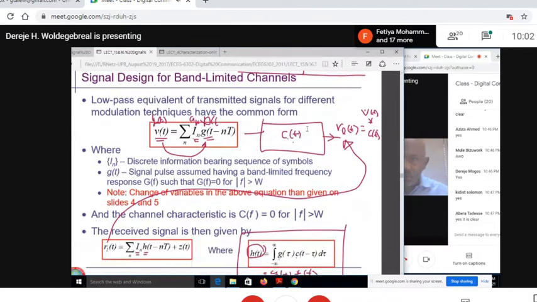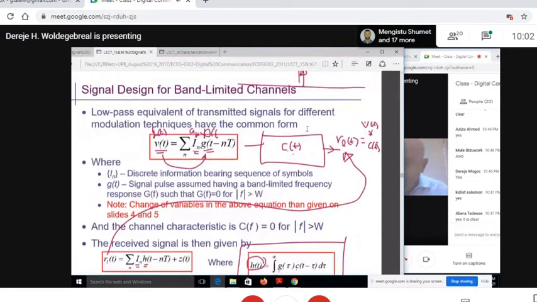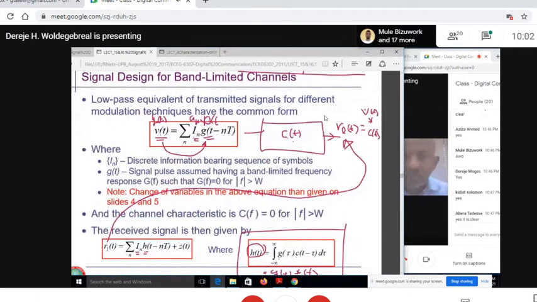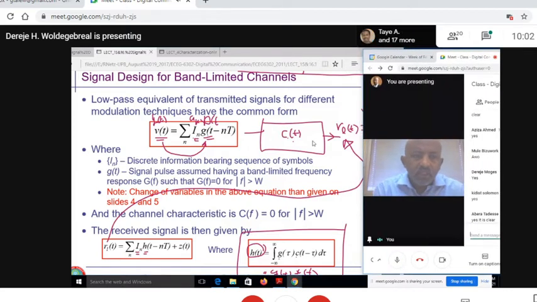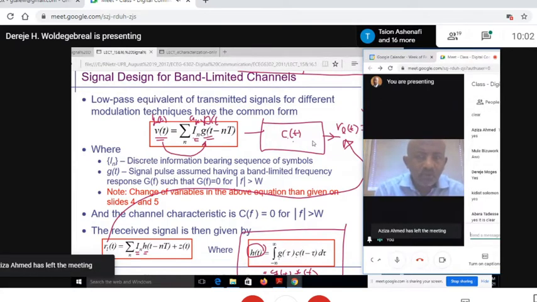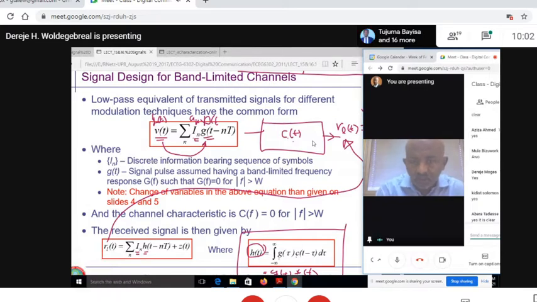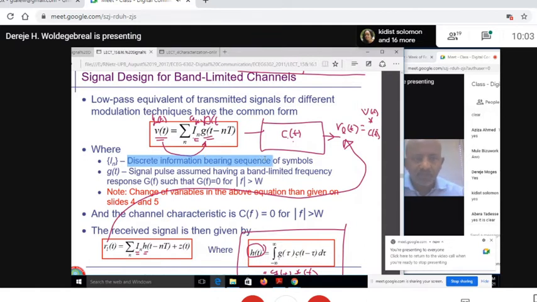Let's go back to what we had earlier, y of t. Suppose that you have a modulated waveform in baseband, and let that modulated waveform be given by v of t. Of course v of t is obtained from I of n, which is the discrete information sequence, and then you have g of t, which is the pulse shaping filter. g of t could be rectangular, or could also be raised cosine, but we know that g of t is also band limited.